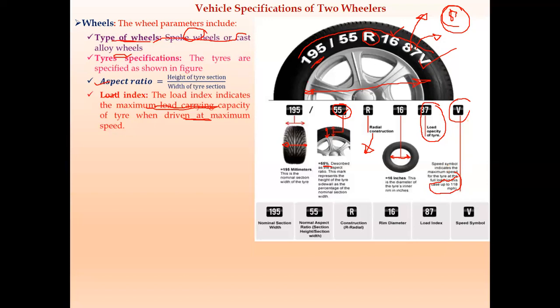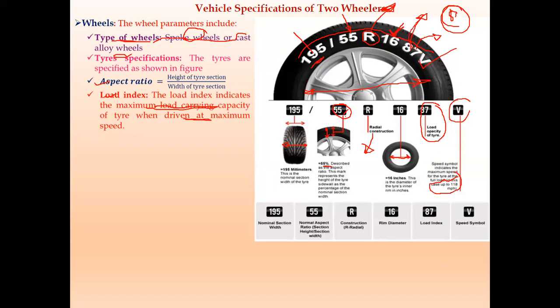So different radial constructions are there. Based on that, if you see, the first parameter represents the width of the tire, the second parameter represents the aspect ratio. It is nothing but the height upon width. R, the third parameter, is nothing but the construction of tires. Here it is a radial construction. The fourth parameter, 16, represents the inner diameter. So 16 inch is the inner diameter.